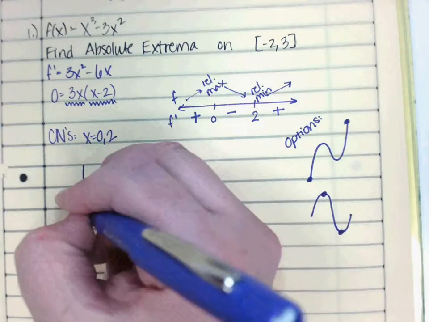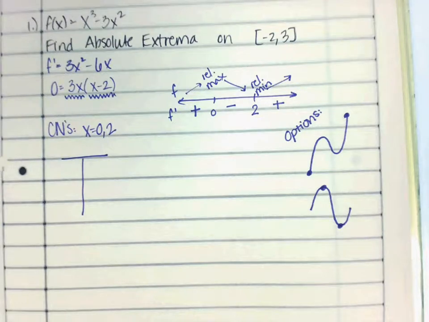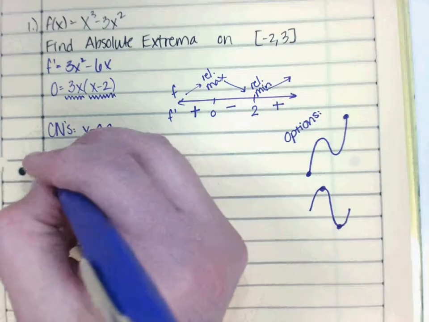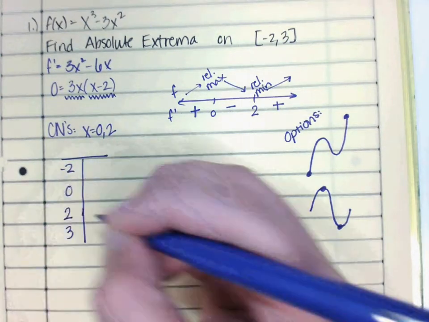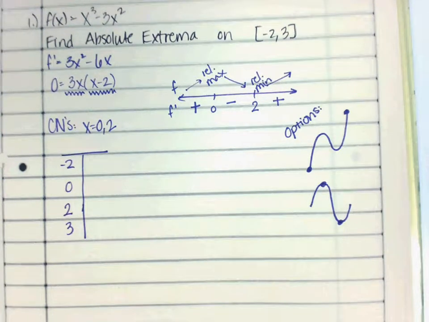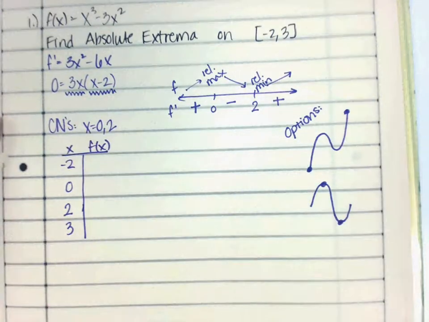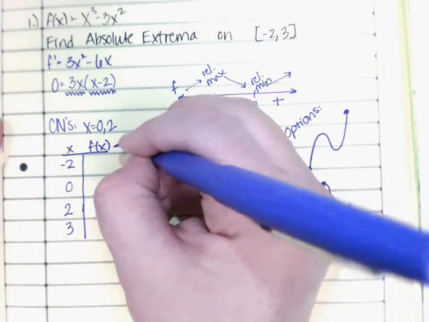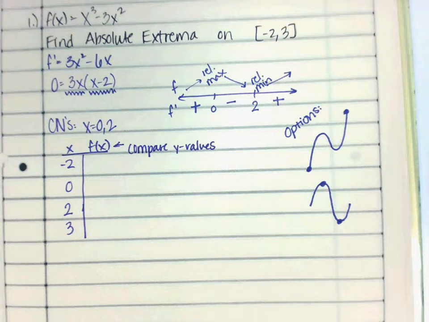You're literally going to make a table. You're going to put in it the critical values that you got and the endpoints. So, what are the endpoints for the interval I'm looking at? Negative 2 and 3. And then what are the critical values that I got? 0 and 2. Now, keep in mind that I want to compare y values. So when I plug those numbers in, what should I plug into? F or f prime? F. So label right here, this is f of x. Okay, because I want to compare the y values at those points.